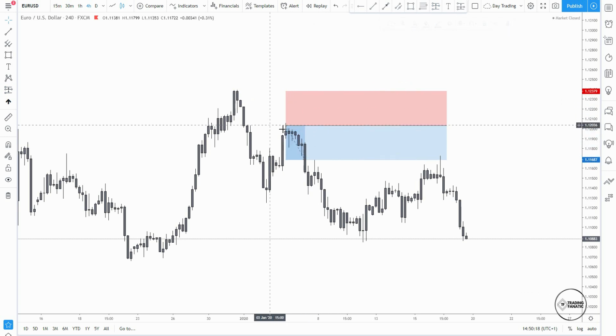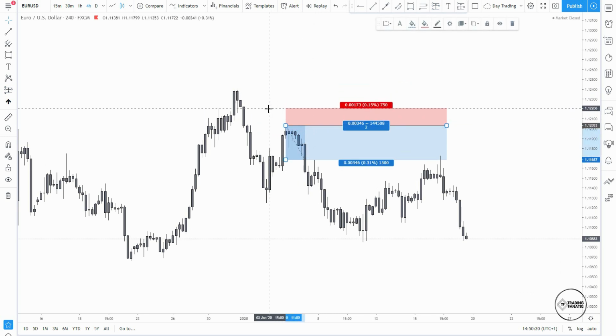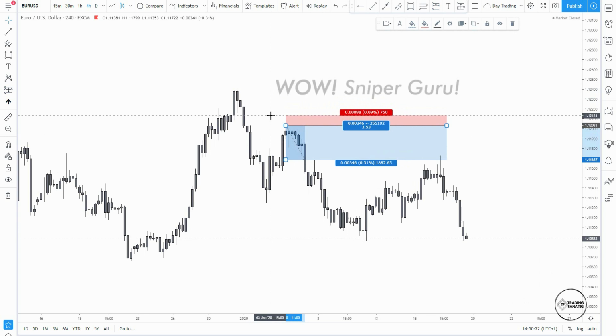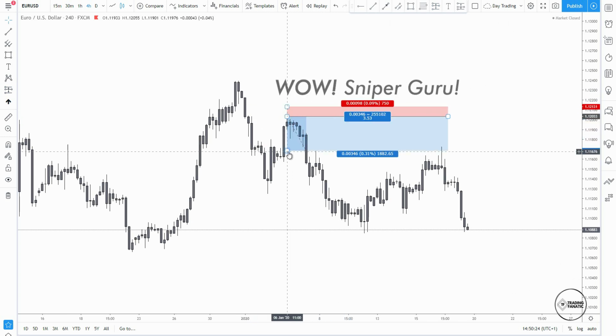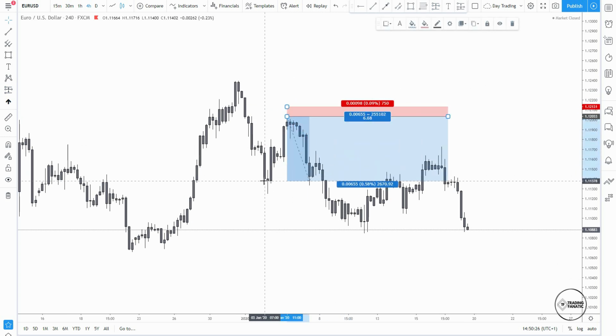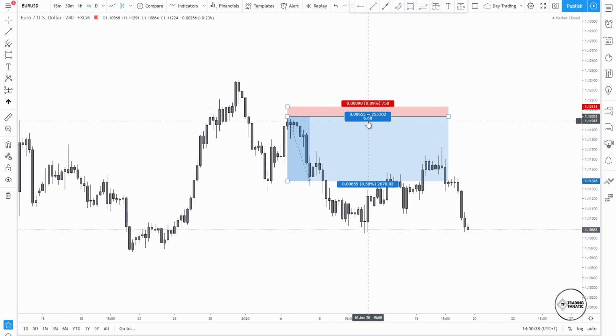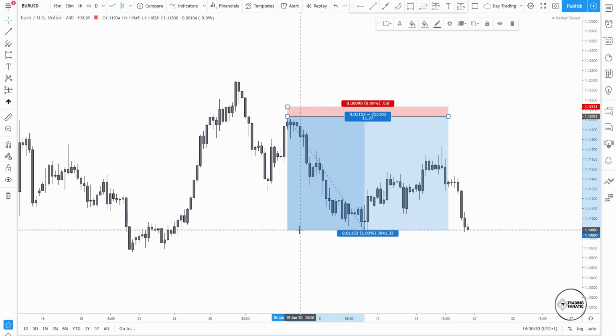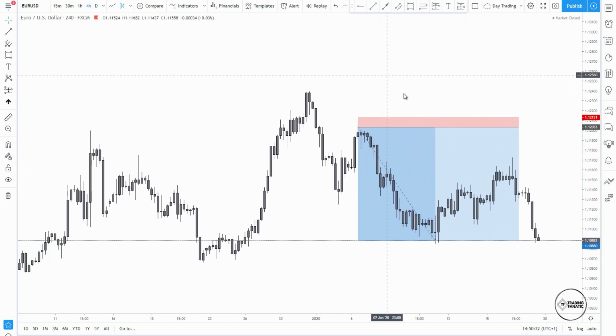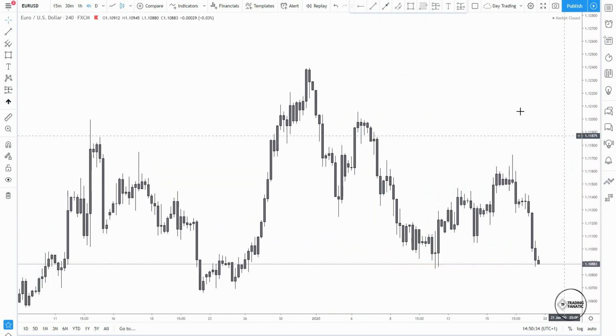So just giving you a quick example. Imagine you enter here at this wick and you have a stop loss, a very tight stop loss of 10 pips. So you see your TP could be here, and this is 6R. It could be down here, and this is 12R. And this is not too realistic.